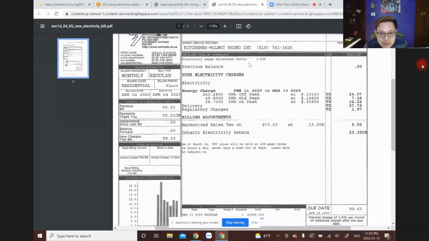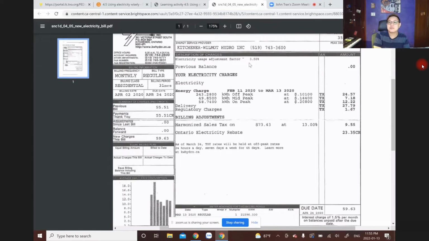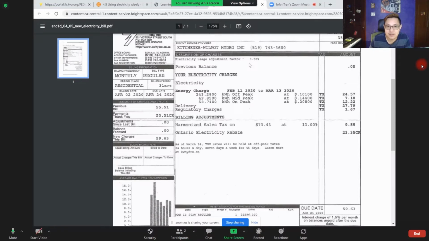So they calculated off peak, mid peak, and on peak. Basically, at peak hours, of course, the electricity would be the most expensive. So that's why you see on peak it's $0.208. Mid peak is in the middle, $0.144. Off peak is like midnight, when people don't use that much, it's only $0.101, right? So that's the unit price, and times the amount of kilowatt hours, you will get the amount of money you have to pay.